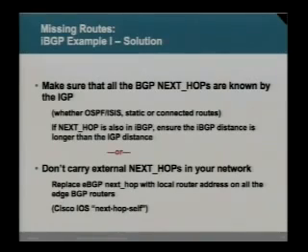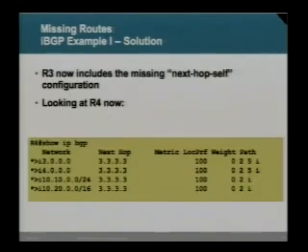So make sure that all the next hops are known by the IGP, whether using IS-IS or OSPF or static routes or connected routes. Doesn't matter, as long as it's something, apart from BGP, of course. If the next hop is also in IBGP, ensure the IBGP distance is longer than the IGP distance. That can catch people out too. Or, better still, don't carry the external next hops in the network at all. Replace the eBGP next hop with a local router address on all the edge BGP routers. So that's the IOS command next-hop-self. If you're not using Cisco, your own implementation will have something very similar to this.